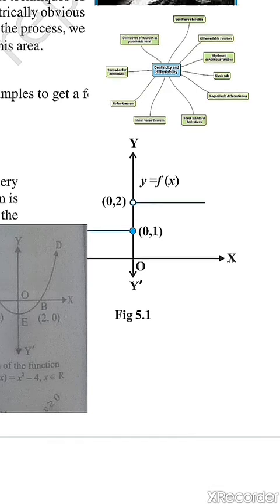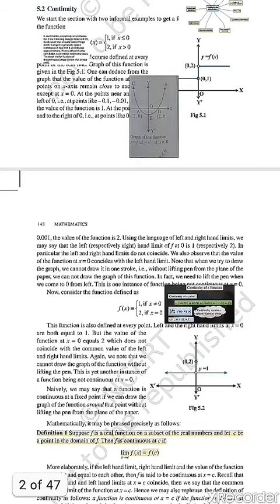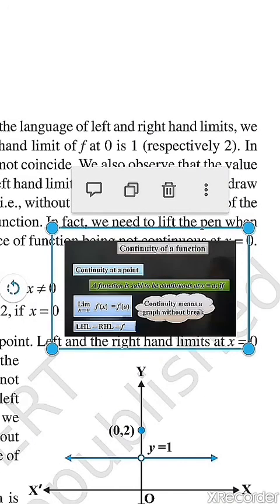How to prove that a function is continuous if you are not going to take any other example? This is the definition of continuity of a function. A function is said to be continuous at x equals a, this is a single point a, if limit x tends to a, f of x is equal to f of a. This is the first definition of a continuous function.